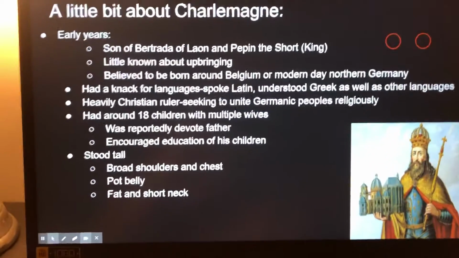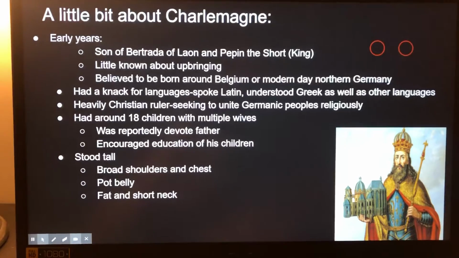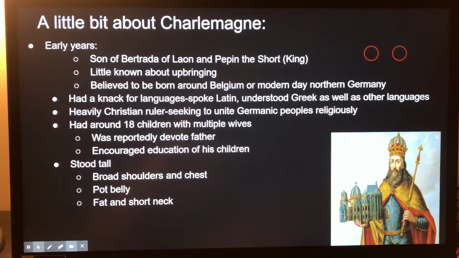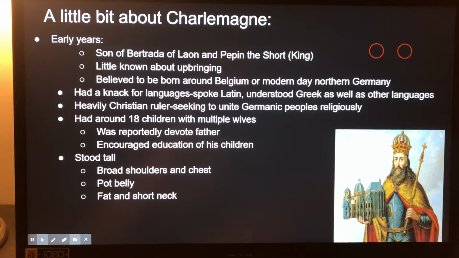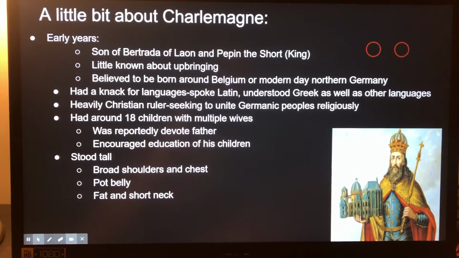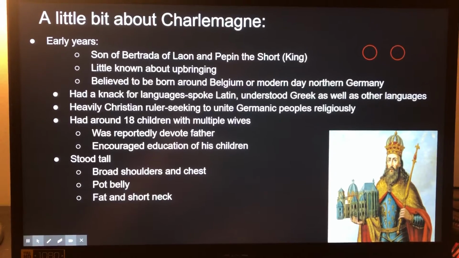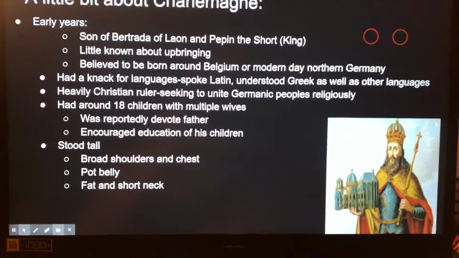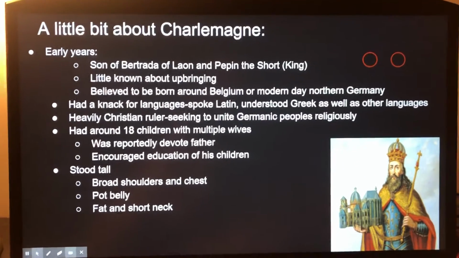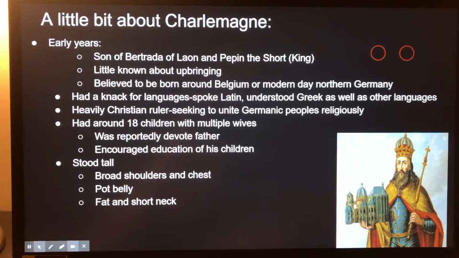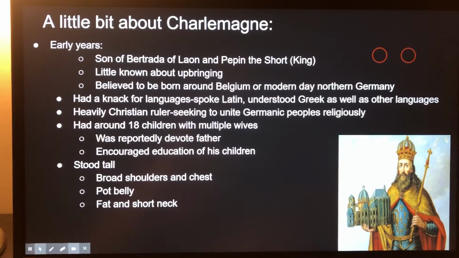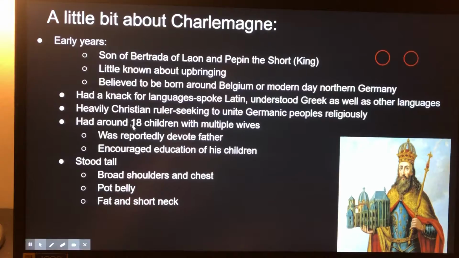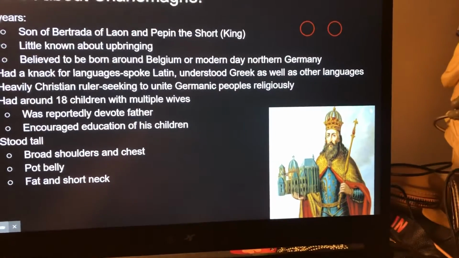He was heavily a Christian ruler, and he sought to unite Germanic people religiously. He had quite a number of children, around 18, with multiple wives, but despite the violent nature, he was a devout father and encouraged education of all of his children. Ironically, even though his father was short, he stood relatively tall, with broad shoulders and chest, but he did have a pot belly, good old pot belly, and a fat and short neck, and here's a picture of him right here.